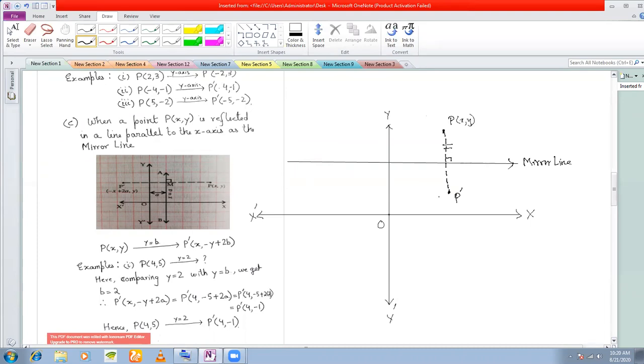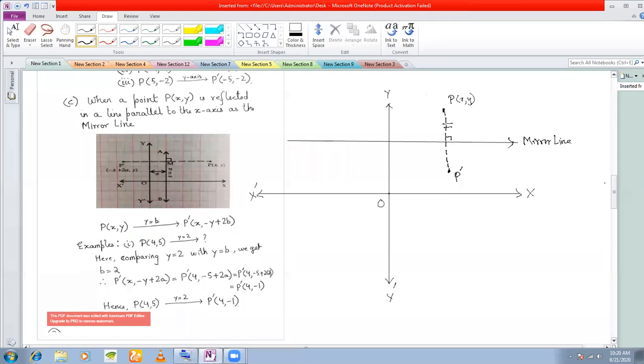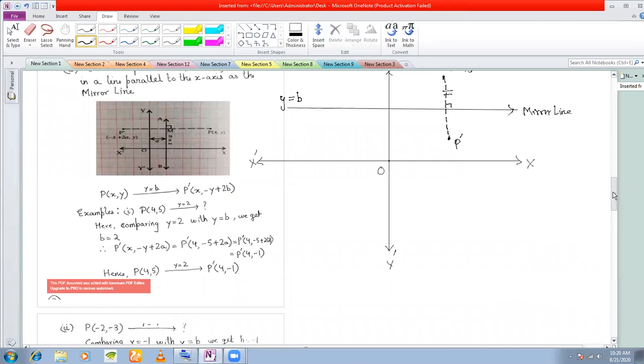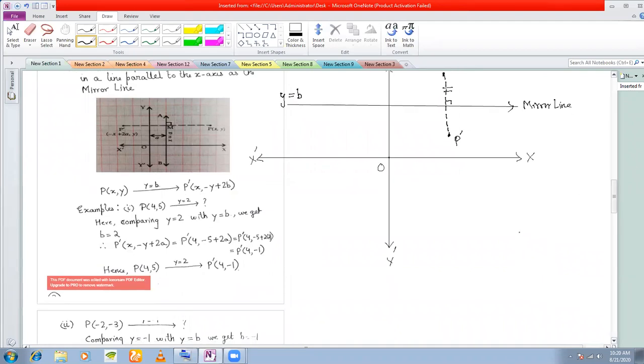So what should the coordinates of this be? Now, before proceeding, there is something that I want you to recall. If you remember in class 9, I told you that any straight line which is parallel to the x-axis will be of the form y is equal to b. Do you remember this? If you still don't remember, let me just give you something brief.